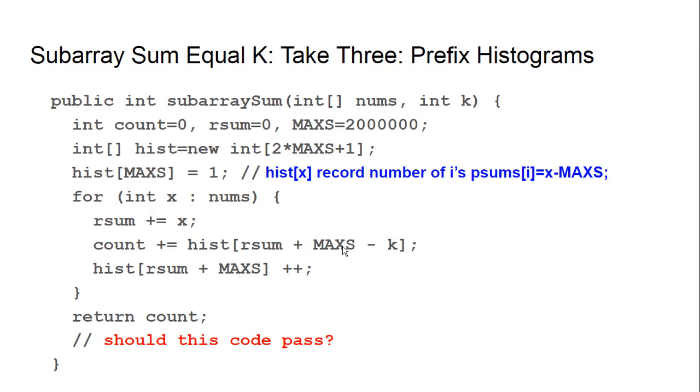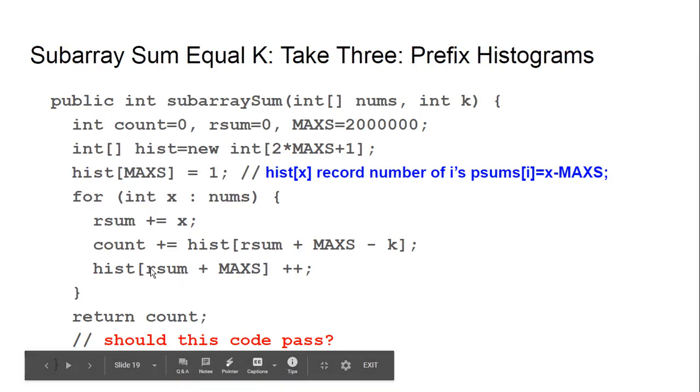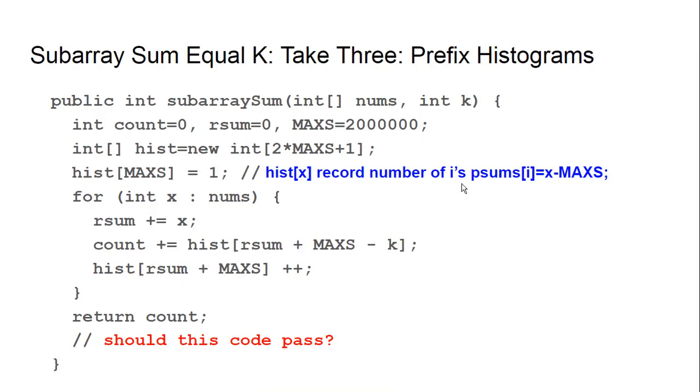So we need to add the max s because we need to do this shifting to accommodate negative sums. So we add that, and then we update the histogram to reflect the fact that now we've seen one more prefix sum with the value r sum. So the question is, does this code work? Should this code pass?